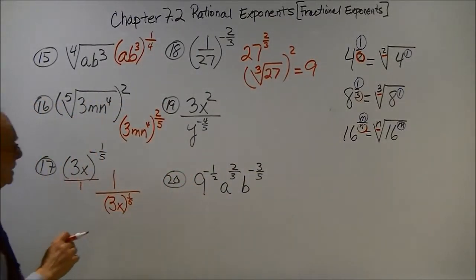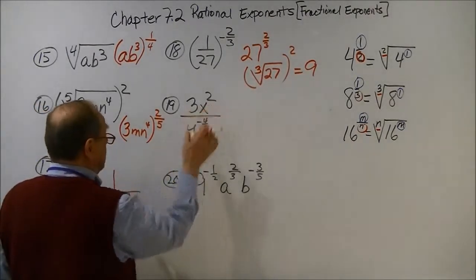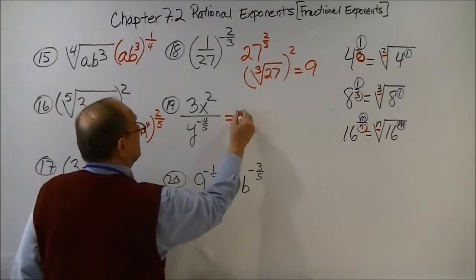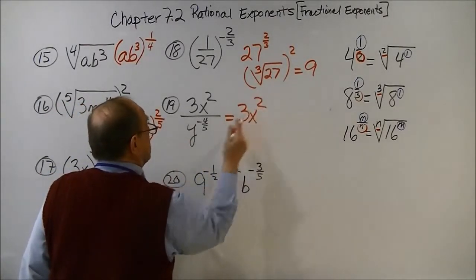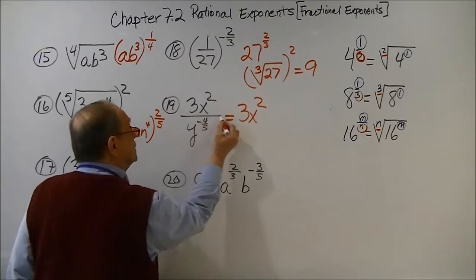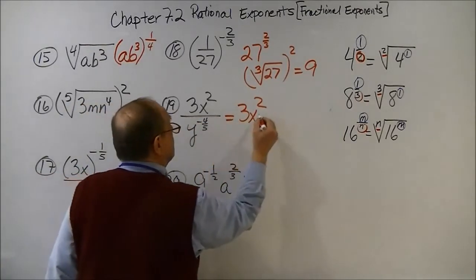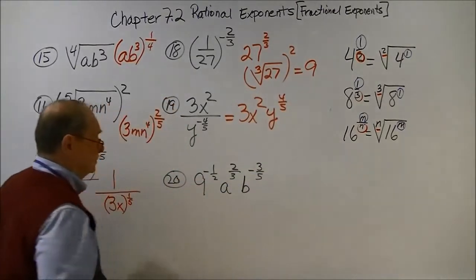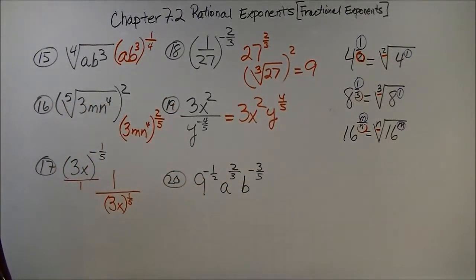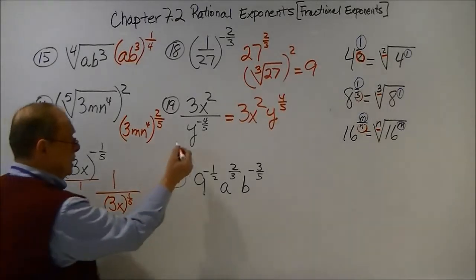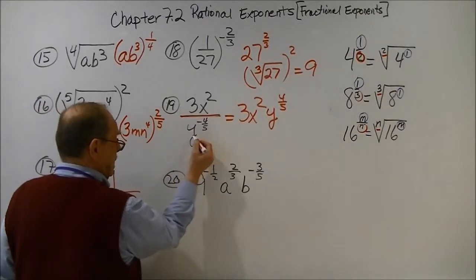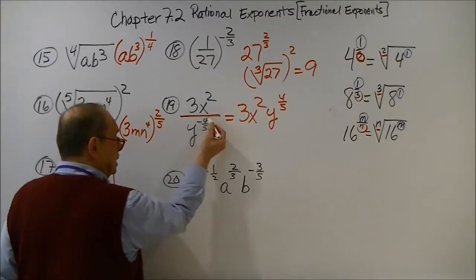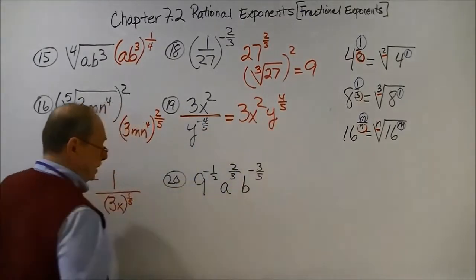Now for number 19, this is already a positive exponent, so all we have to do is bring this up across the division bar, and it will become y to the 4/5. So all they're doing here is showing you that when a negative exponent crosses the division bar, the sign of that exponent changes.